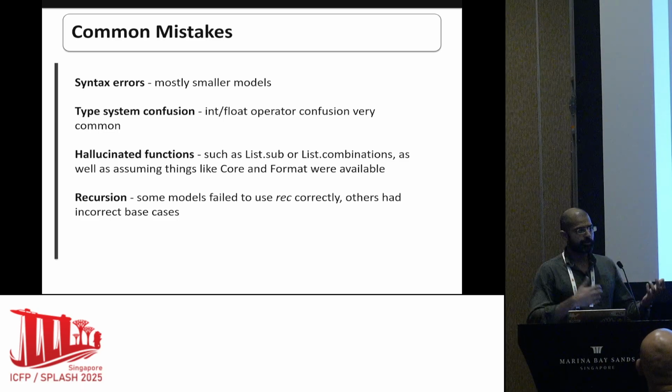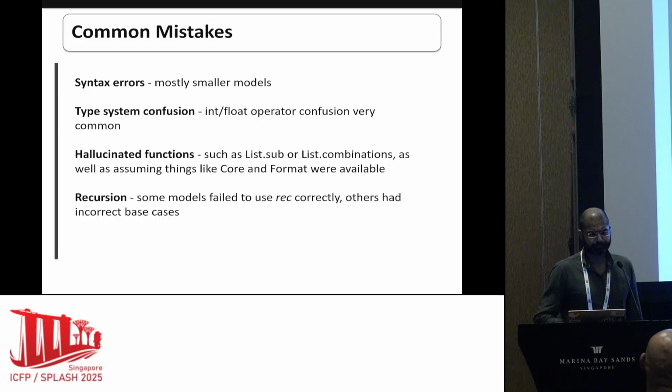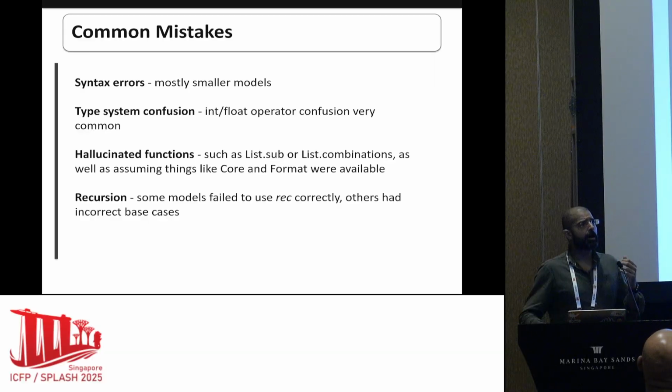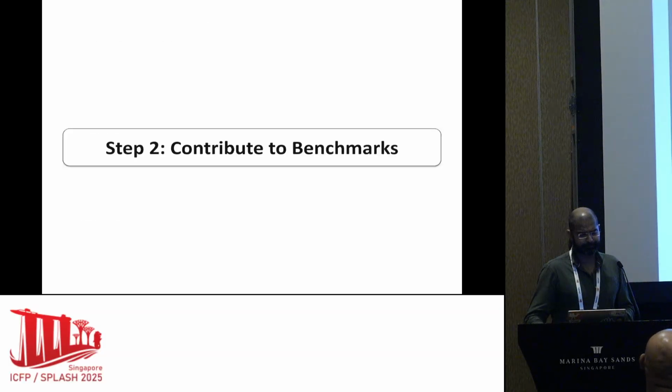Some of the models failed to use the rec keyword correctly. Part of that is probably the autoregressive nature of generation, where they'd get to the end of a function and then panic because they hadn't done something earlier on. But many of the models also had incorrect base cases. So that's an example of figuring out your use case and then evaluating models and agents for those use cases to understand where they work and where they don't.